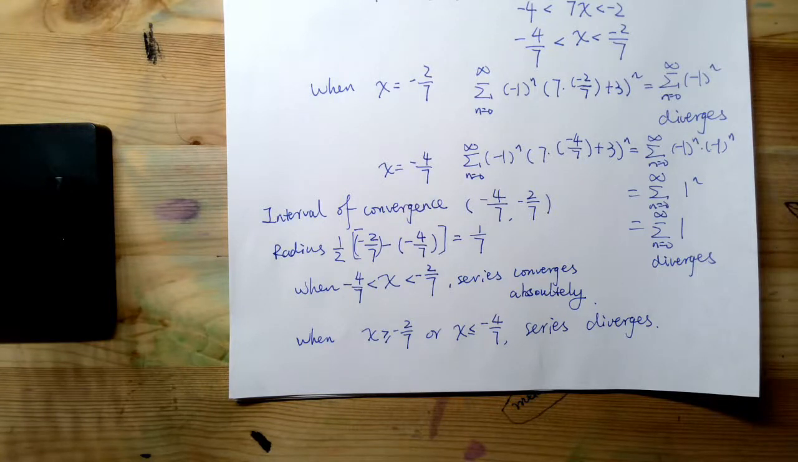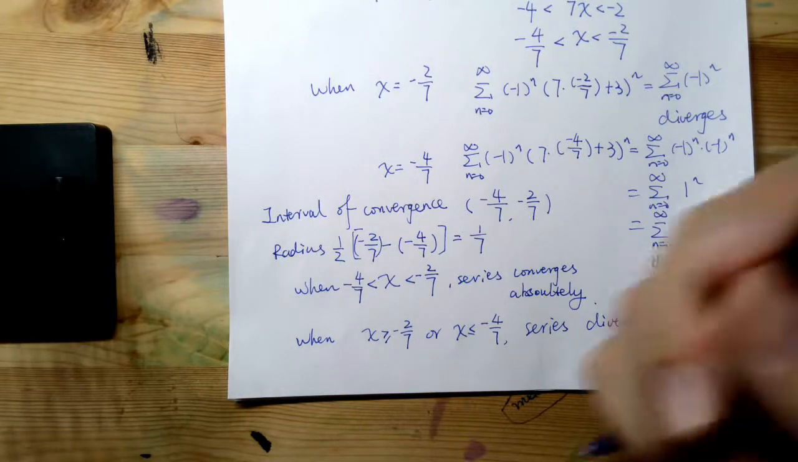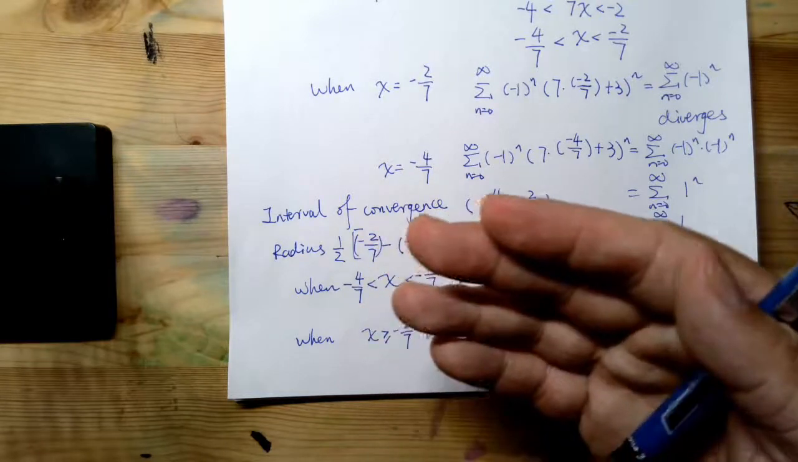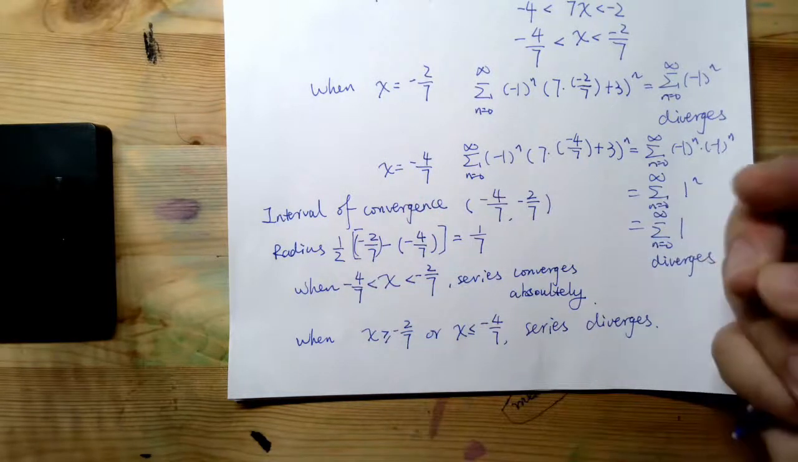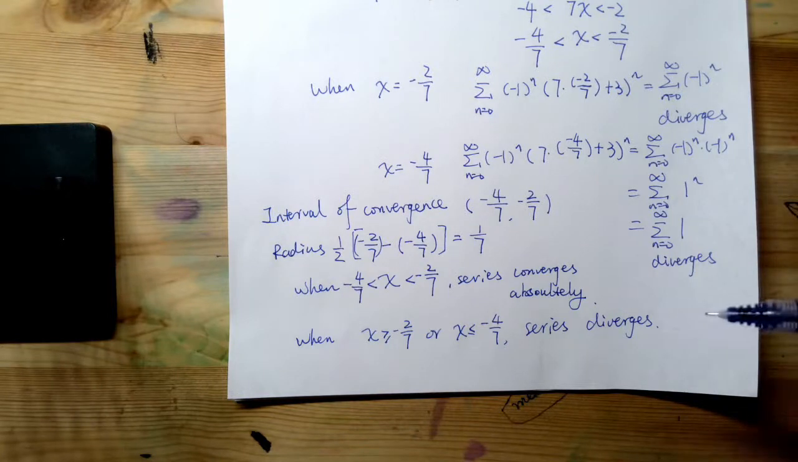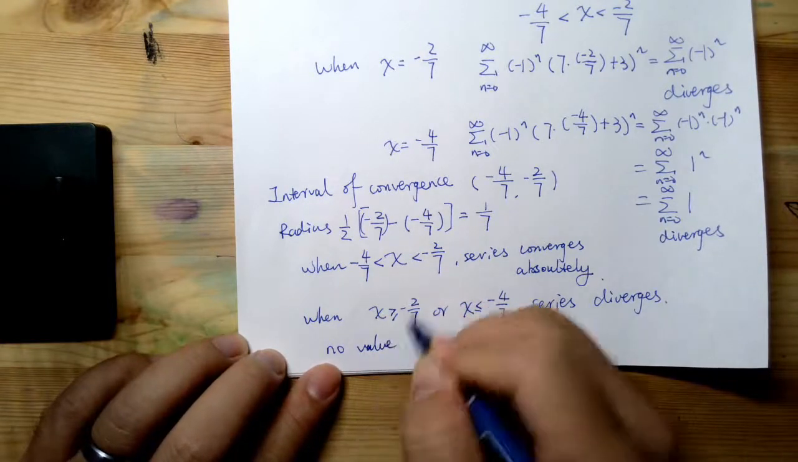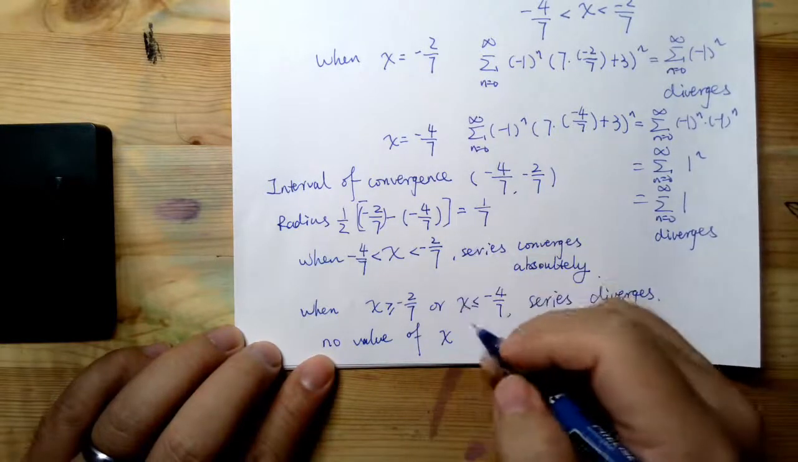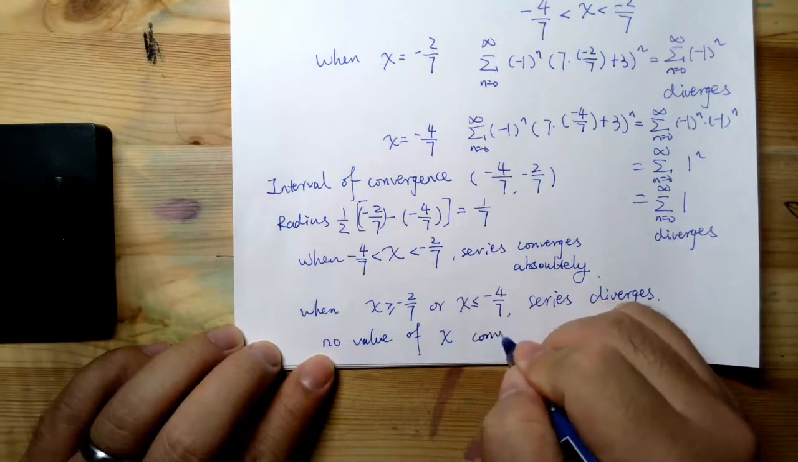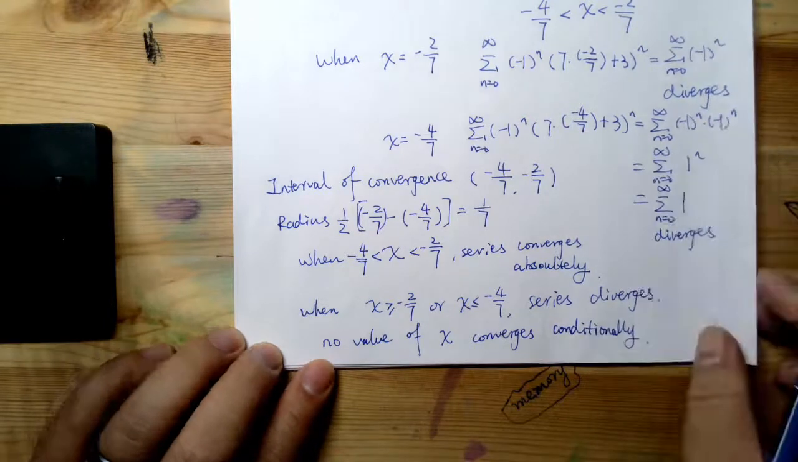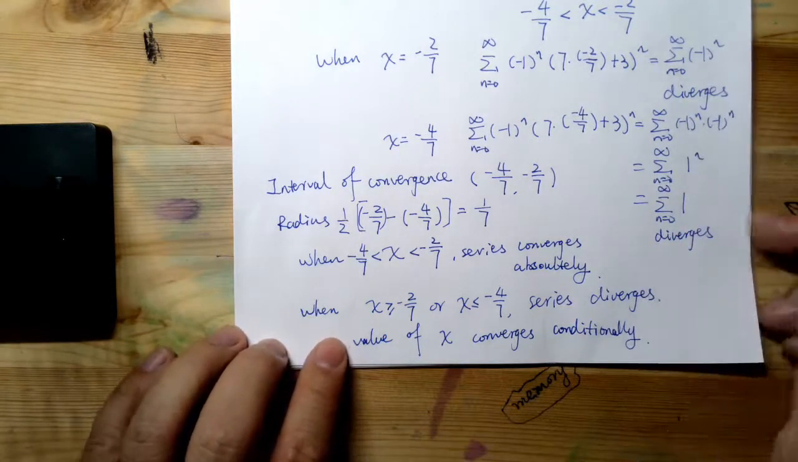And also, we don't have any value that satisfies the condition of converging conditionally, because the idea of converging conditionally is that the series itself converges, however the absolute value diverges. And we checked that we don't have any x that satisfies that. So there is no value of x that converges conditionally. Okay, conditionally. So that actually solves the whole problem here.